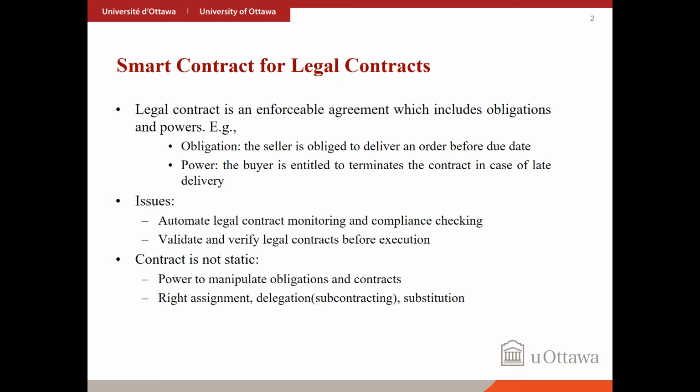The complexity of legal contracts is a barrier to reaching these aims. Powers and execution time operations such as subcontracting, reassignment, and substitution dynamically manipulate a contract and so complicate verification of contracts.